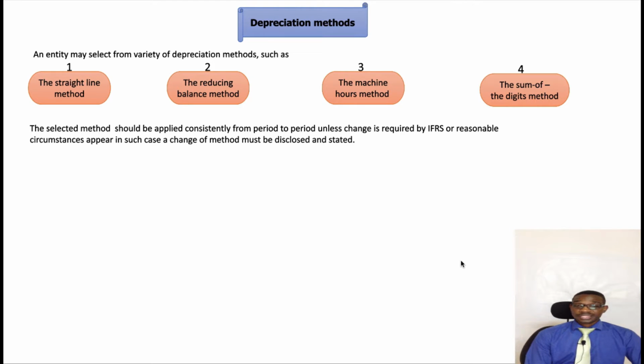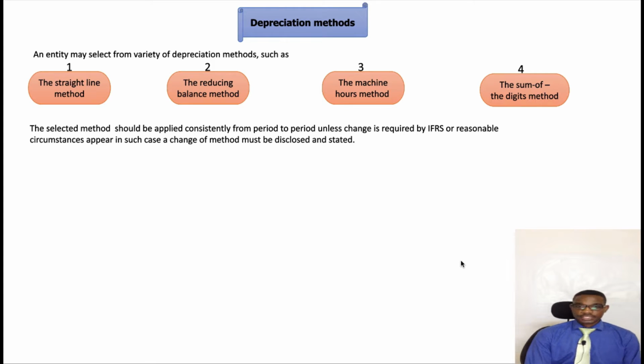So if you choose one of these options, you need to stick to that option. You cannot shift or change to other methods based on your needs. There are two options: either the change is required by the IFRS, or the change is needed by your company because it will help produce fair financial reporting. But in all cases, you need to have reasonable reasons in order to change or shift from method to method.